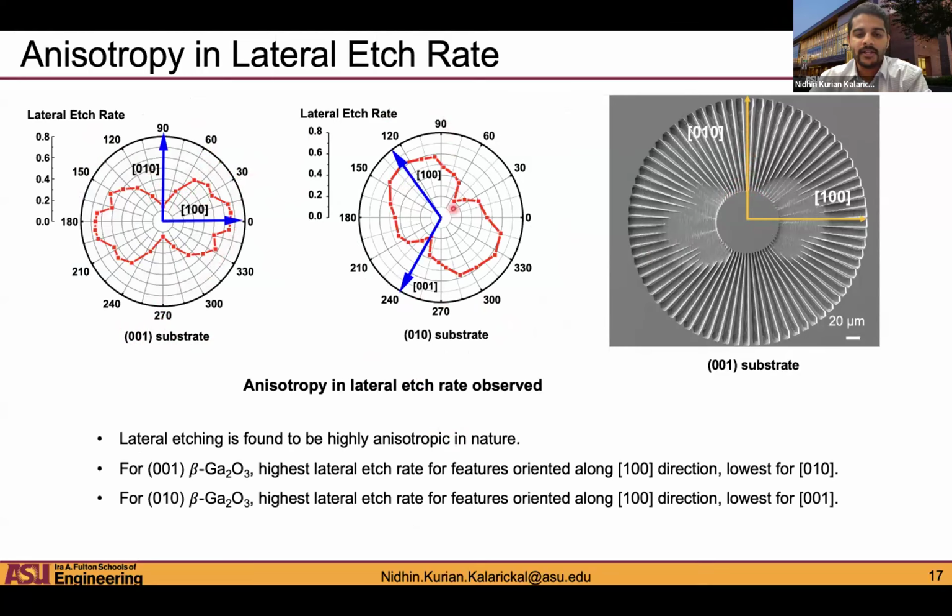And there are certain directions which show very low lateral etch rate. So the plot here shows the ratio of lateral to vertical etch rate. And there are certain directions which show a ratio of around 0.1, meaning the lateral etch rate is not very large, right? It's only 10% compared to the vertical etch rate. And many times you want the lateral etch rate to be small because you want the final dimensions of your devices to be similar to what you initially have in the mask, right? So ideally, you want the lateral etch rate to be small. So these directions which show the lowest lateral etch rate are probably good to orient your devices.